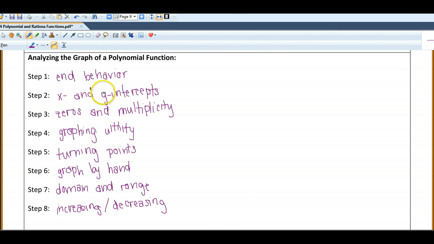Alright, for these examples, this is the method that we're going to follow. We're first going to look for end behavior, then x and y intercepts, then zeros and multiplicity to see if it crosses or touches. After we do all that, then we're going to graph it on a graphing calculator, or some graphing utility, and I know some of you have stuff on your iPhones. Then looking at the graphs, we're going to look for turning points, graph it by hand, so it should have more detail. And then from our graph, we can determine the domain and range and where it's increasing and decreasing.